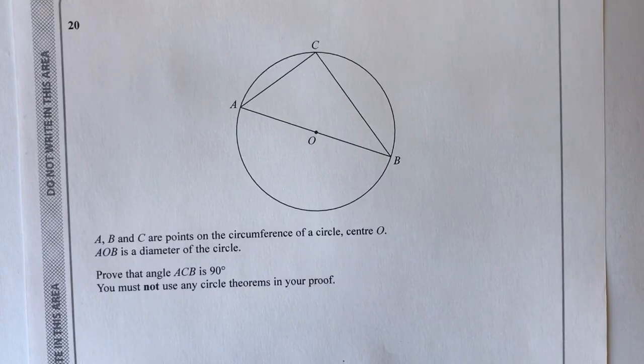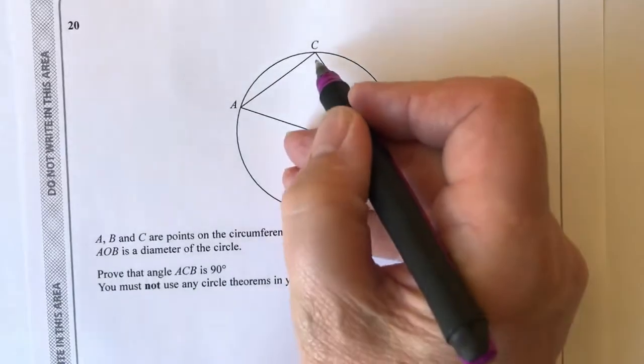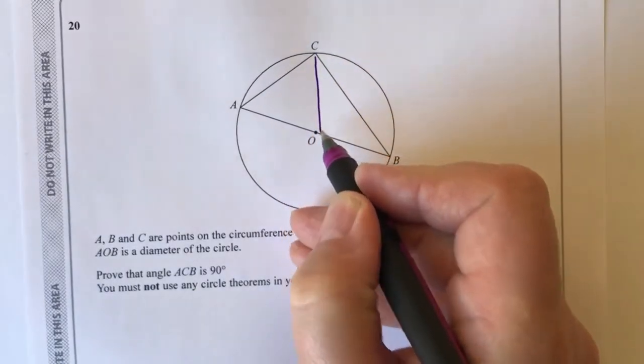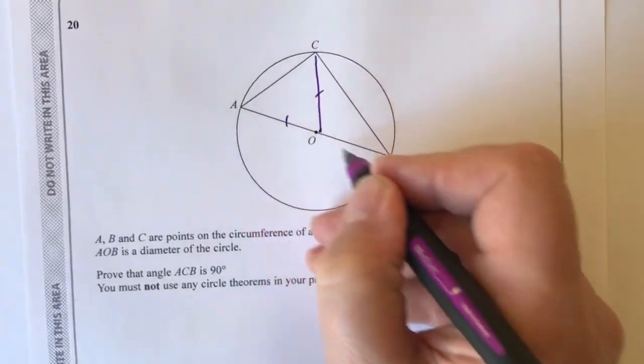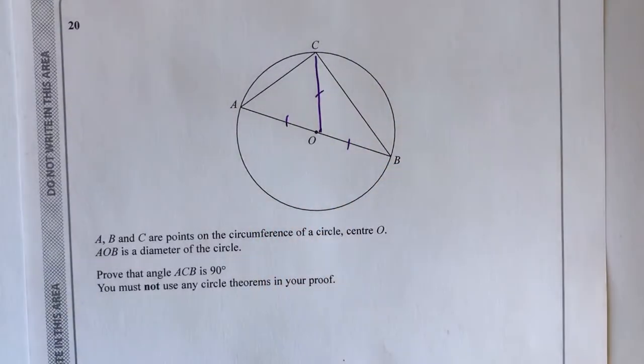So the first thing I'm going to say is, well, okay, that's fine. I'm going to divide this up into two isosceles triangles, because I know they must be isosceles, since each of the lines that I've marked there is a radius. Okay, so let's have a look then.